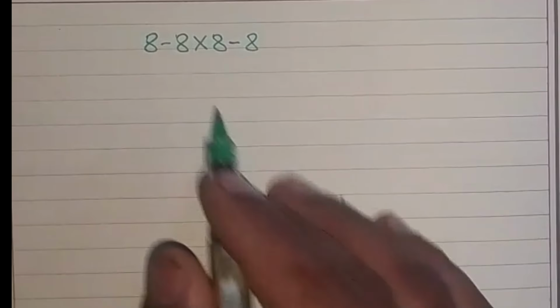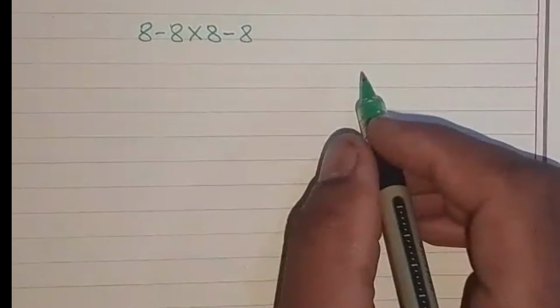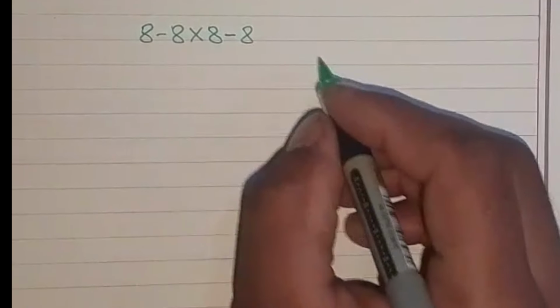Today we find the value of this expression: 8 minus 8 multiplied by 8 minus 8. Now we solve it by the rules of mathematics, PEMDAS.